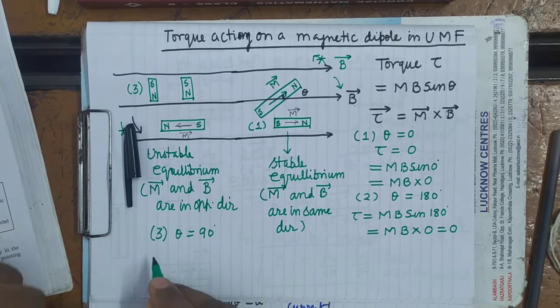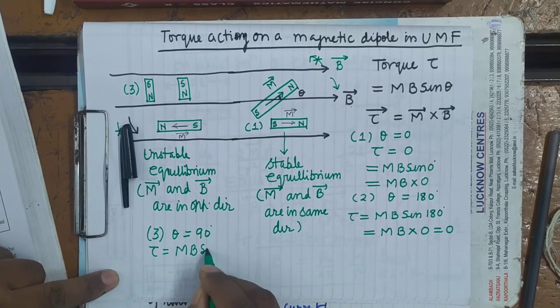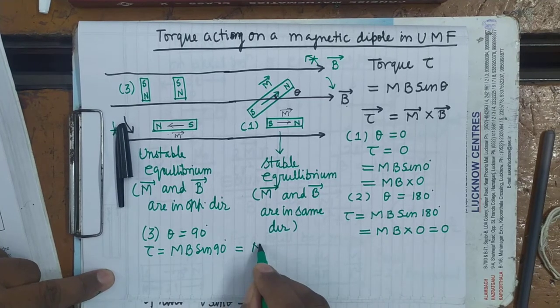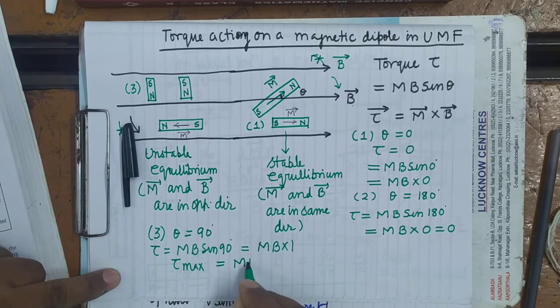So what will be the torque? Torque equals MB sine 90 degrees. Sine 90 degrees is 1, and 1 is the maximum value of sine theta. Means the torque will also be maximum. Tau max equals M into B.